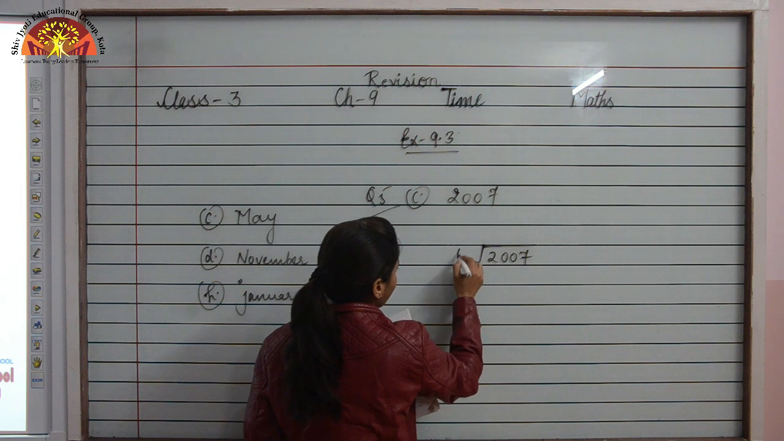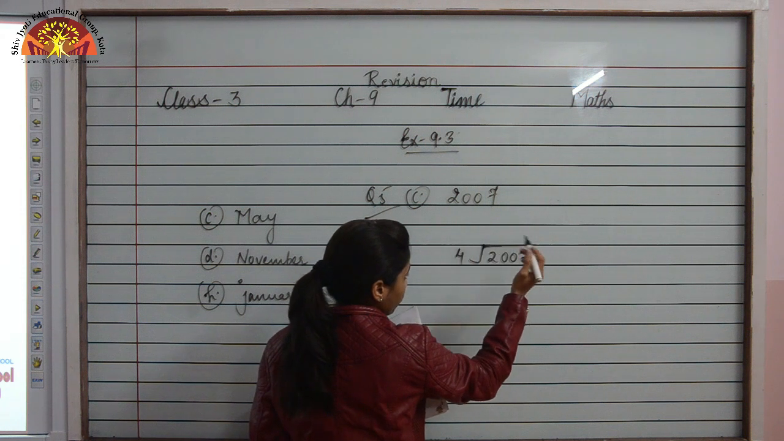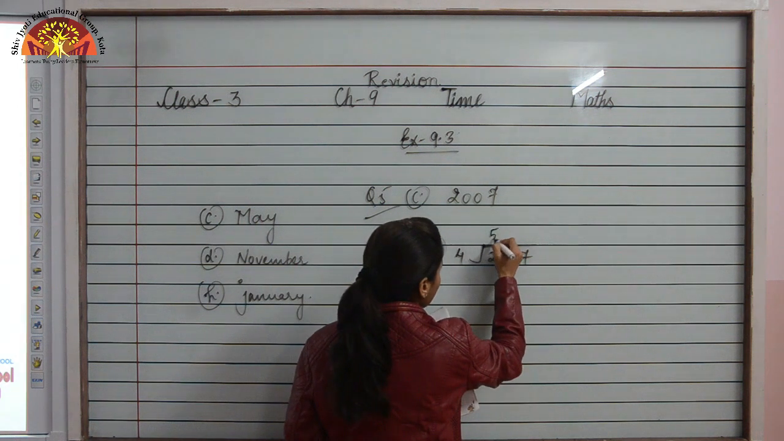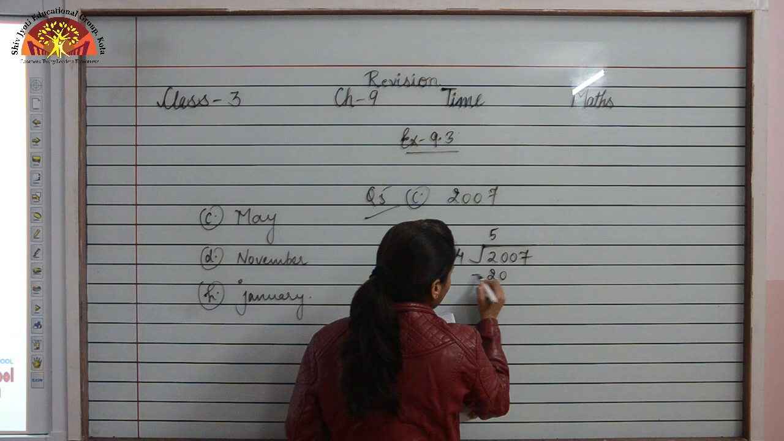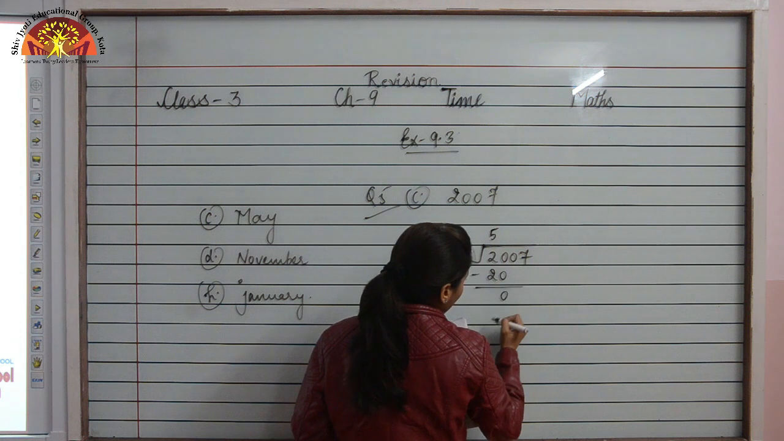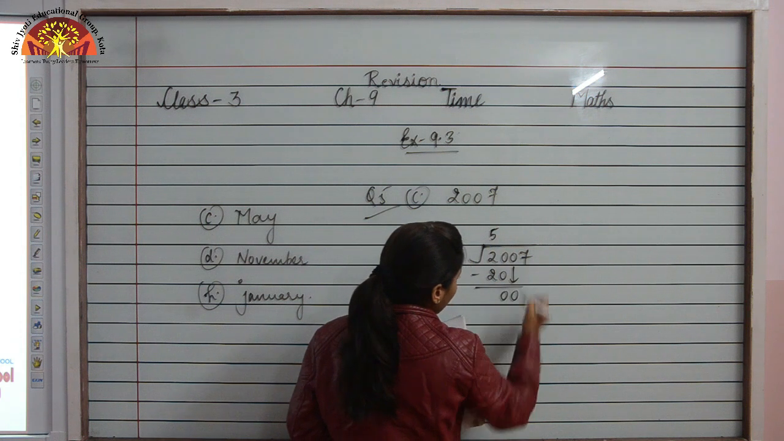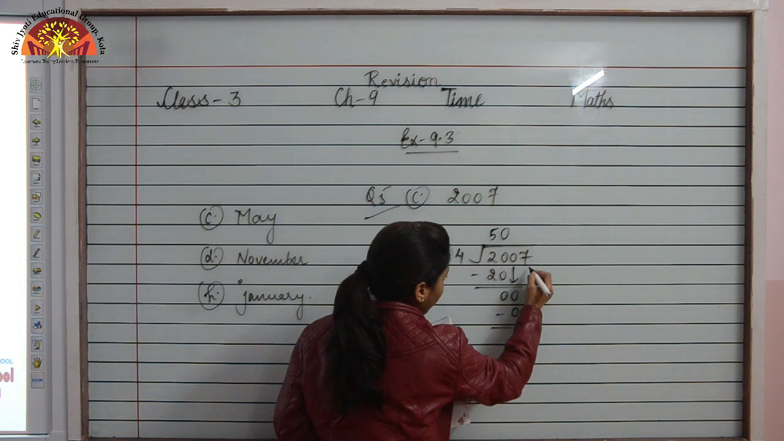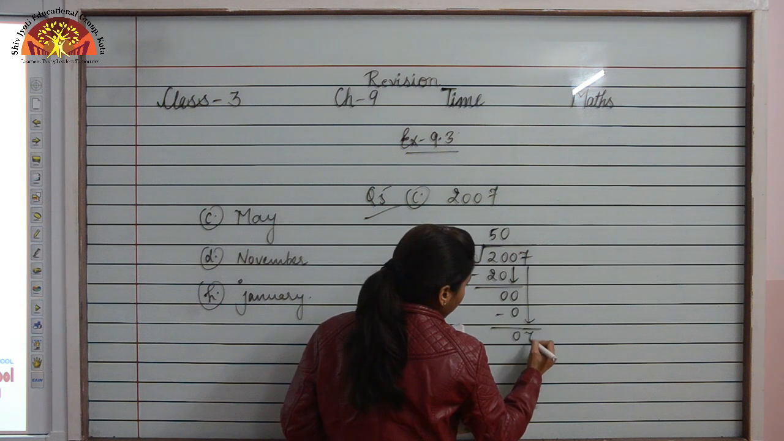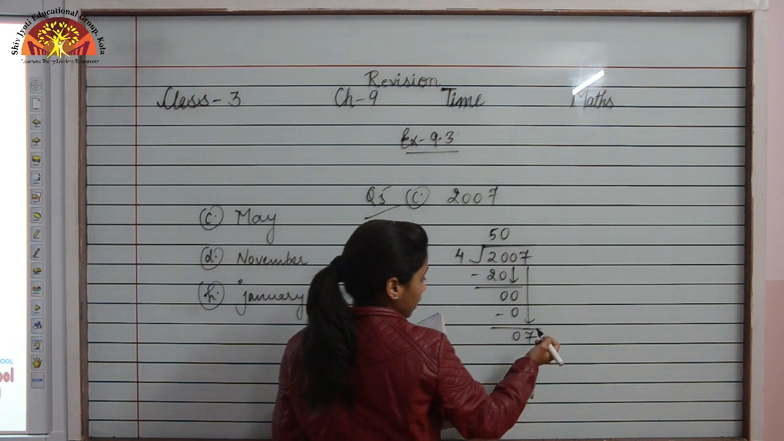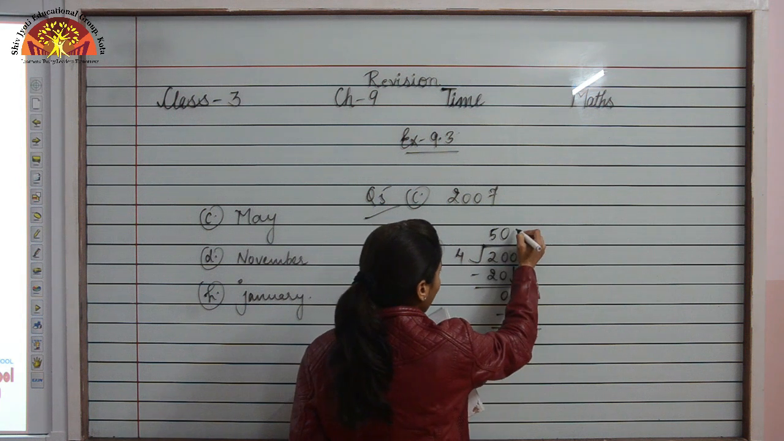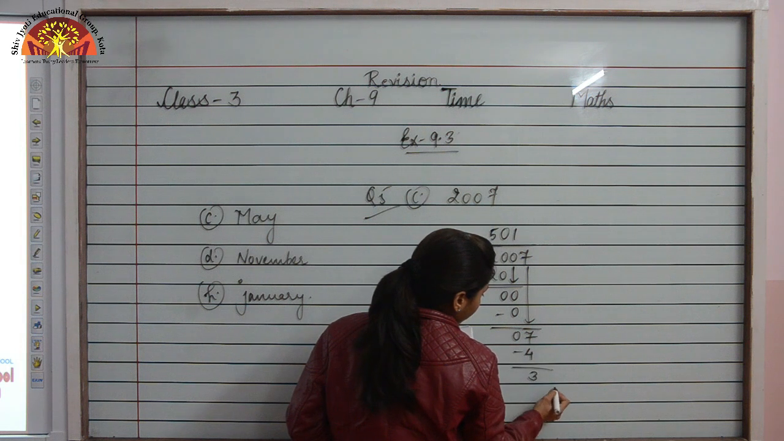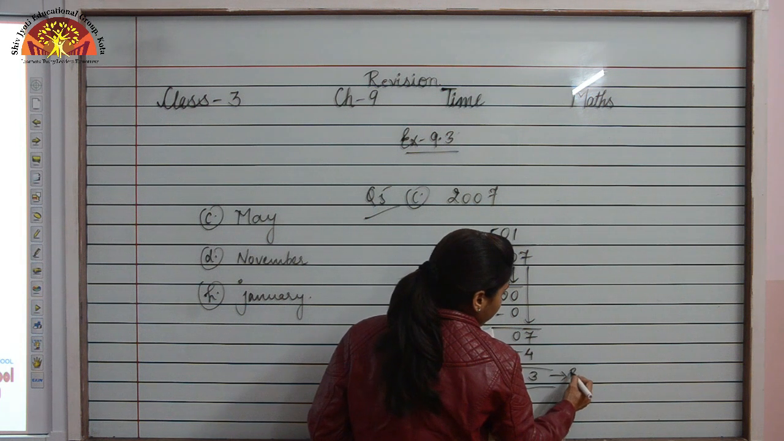2007. Now 4 ones are 4, 4 twos are 8, 4 threes are 12, 4 fours are 16, 4 fives are 20. So 20 minus 20 is 0. Bring this 0 down. 4 zeros are 0. Now again bring this 7 down. 4 ones are 4, 4 twos are 8. Now since 8 is greater than 7, we will take 1 times. 4 ones are 4. Now 7 minus 4 is 3. Now here we get remainder 3.